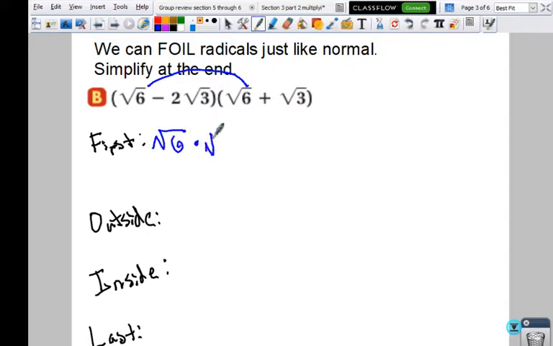Square root 6 times square root 6. Let's see if you remember back a lesson or two. What do I get when I multiply exactly the same square root together? It's the 6, right? Because when they're exactly the same square roots, there's just one thing left over.